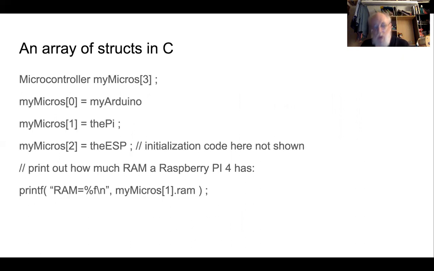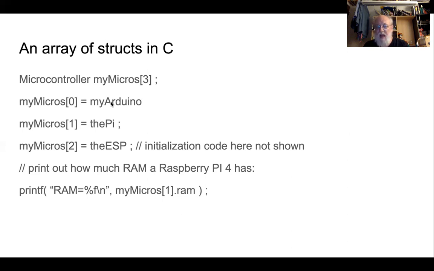What it looks like when you code it in C is this. So microcontroller, remember, is the struct. That's the typedef. That's the kind of struct we're using. mymicros is the name. And the bracket 3 bracket just says, as in every array you've seen so far, the maximum extent, the number of possible elements for this array, is 3, the number in the brackets. And if I assign, this is an interesting assignment. Think about this. mymicros at subscript 0 gets myArduino.